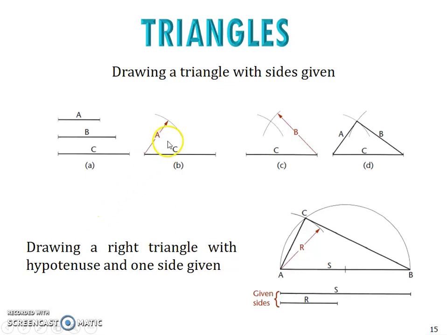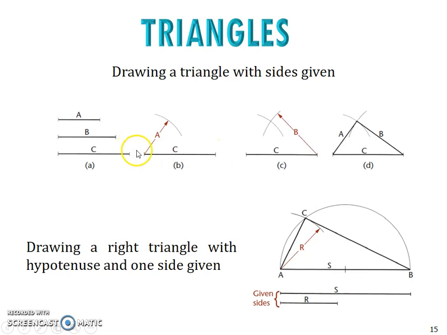Okay, now we go to the next section, which is drawing the triangles. The example here is drawing a triangle with the sides given, meaning that side A, side B, and side C are given. So how do you want to draw the triangle? Let's say the given length for C is here. First you draw the C line.